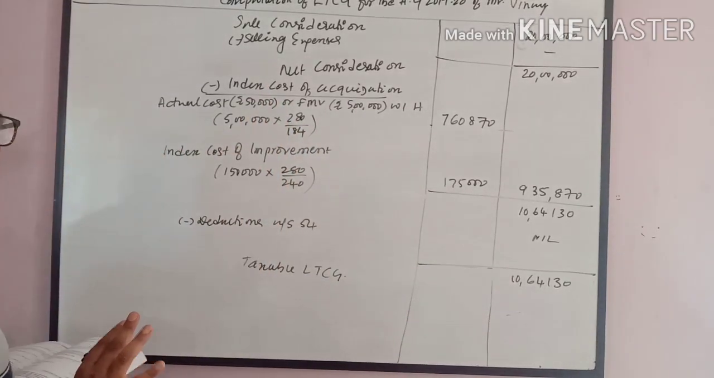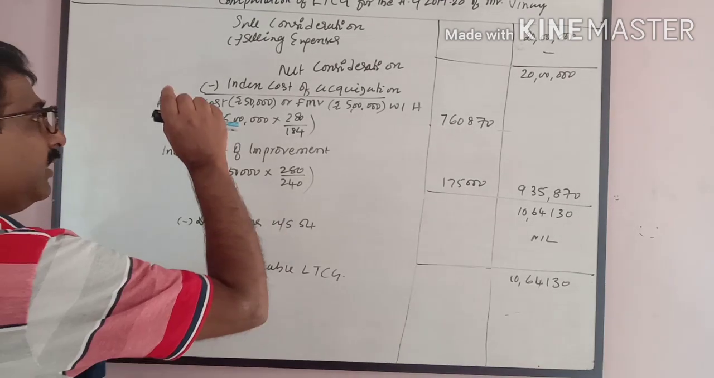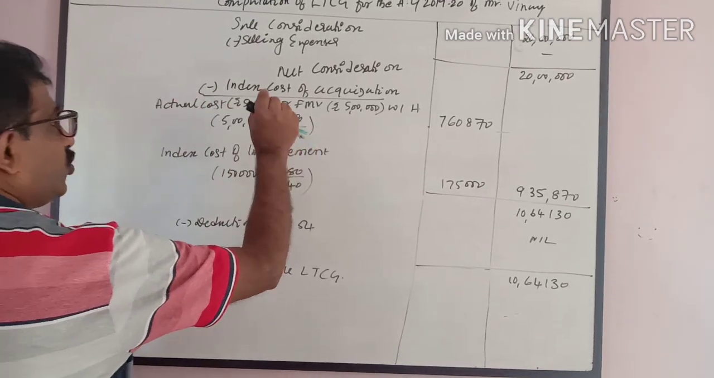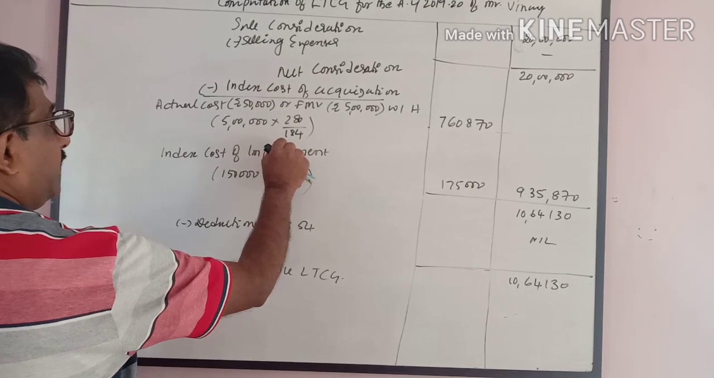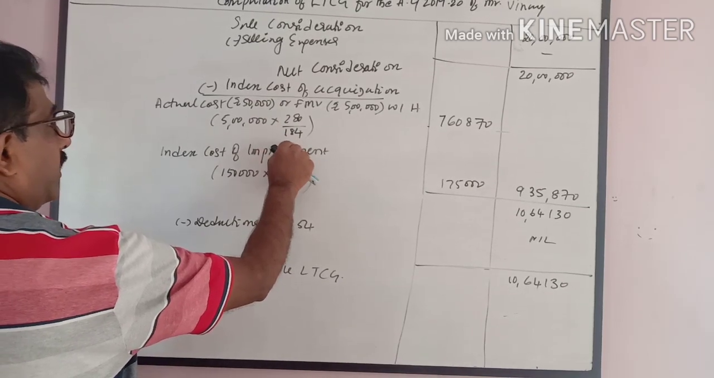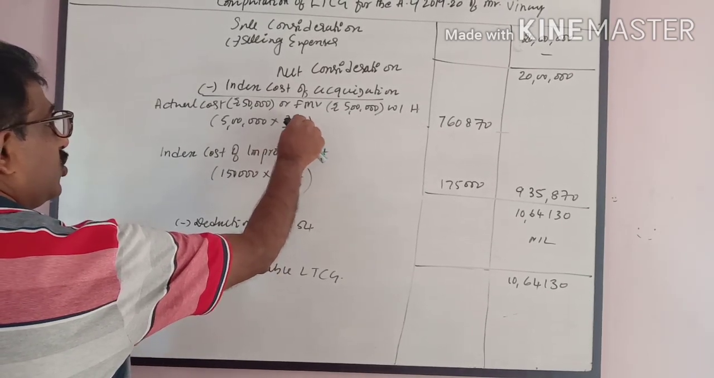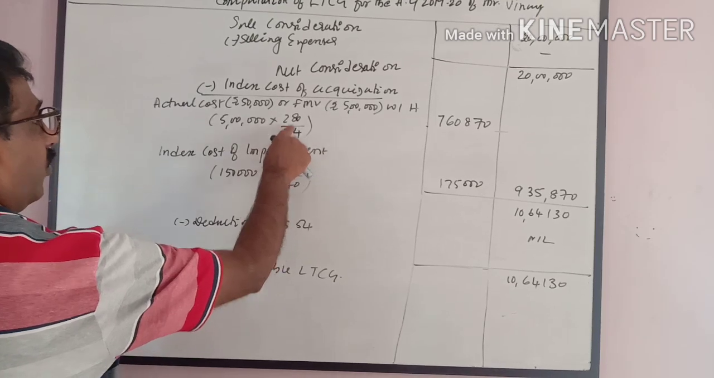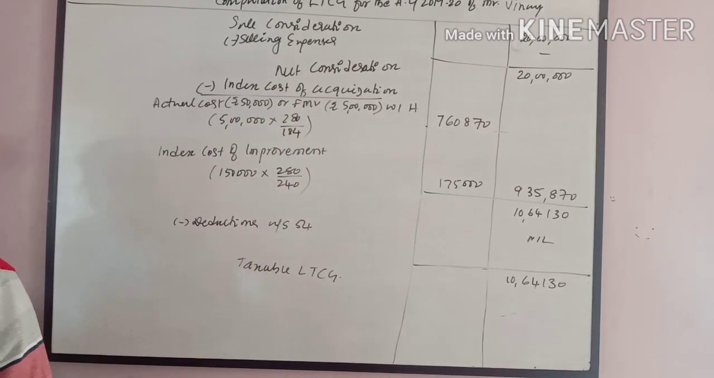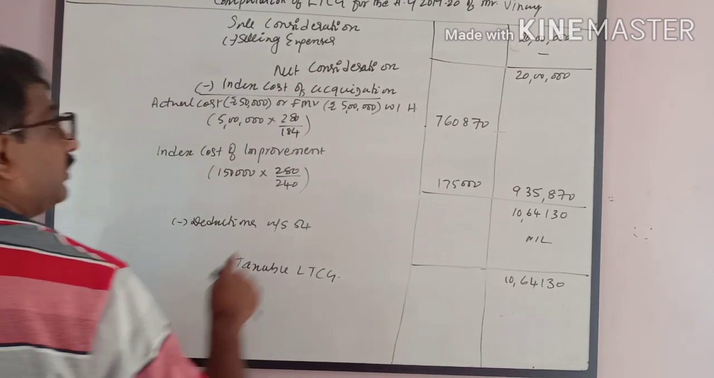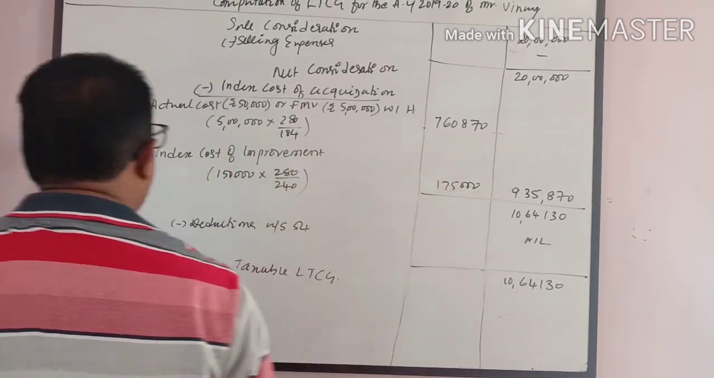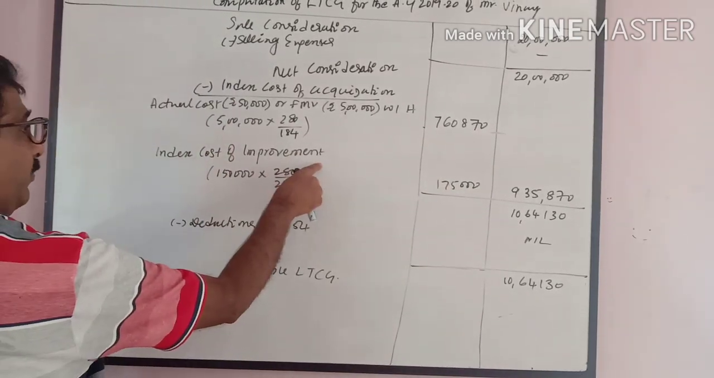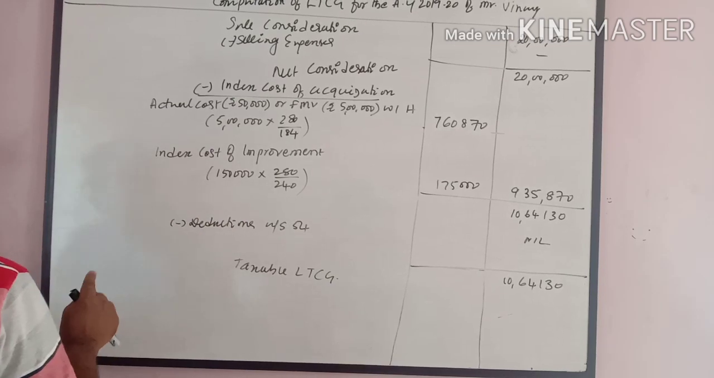280 divided by 184. Always the previous year index should be multiplied and the index of the year of acquisition will be divided. So the previous year index is 280 divided by 184. So 5 lakhs into 280 by 184 we get 7,60,870. Indexed cost of improvement: so he improved the property.